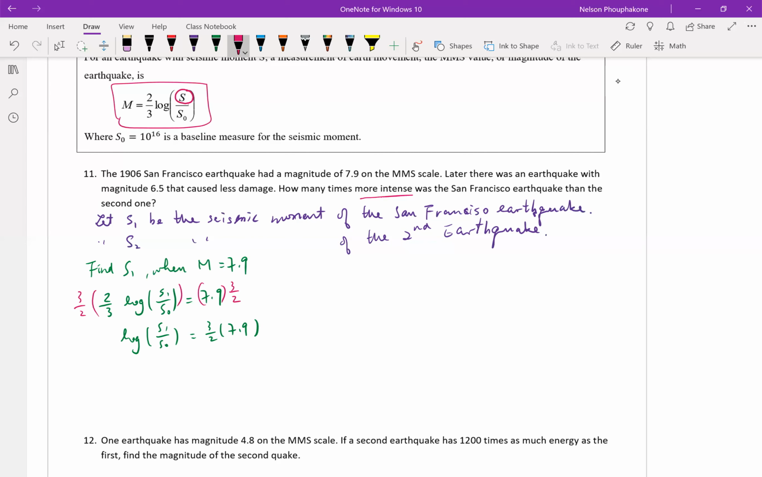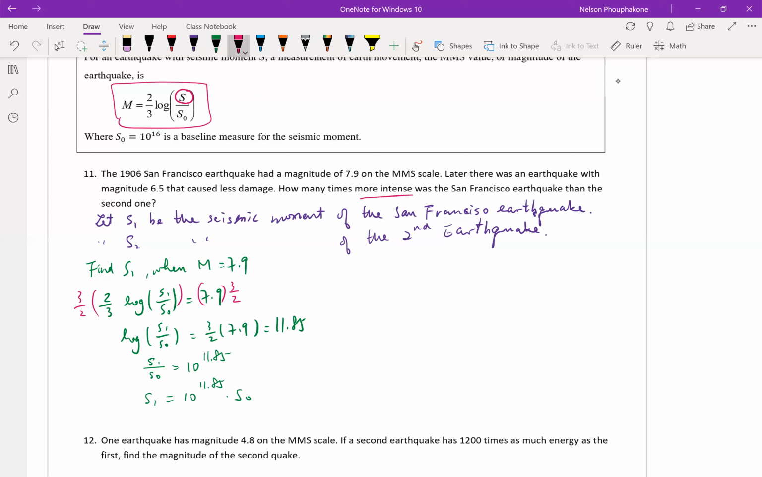Then now the next step is we are going to solve for S of 1, right? So we know that here, let me simplify this. Then this is equal to 11.85. Then now you will see that I will rewrite this into exponential form. So I have S of 1 over S naught is 10 to the power of 11.85. So S of 1 is 10 to the 11.85 times S naught then, right?